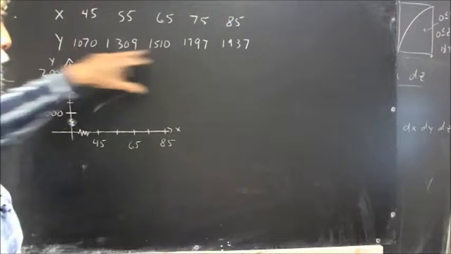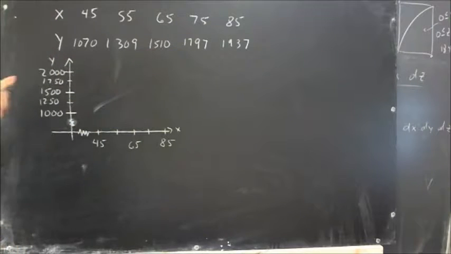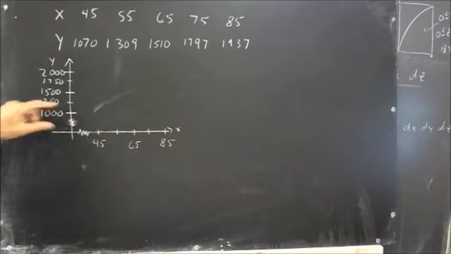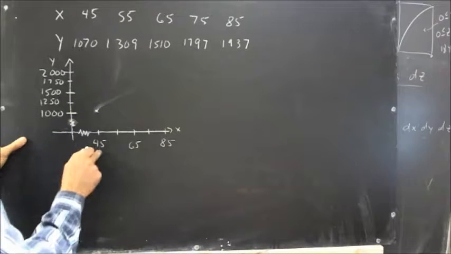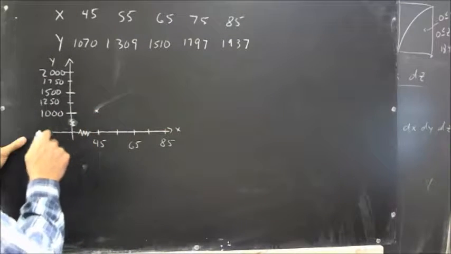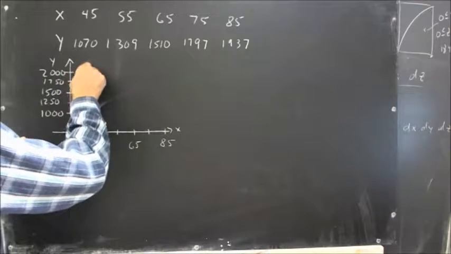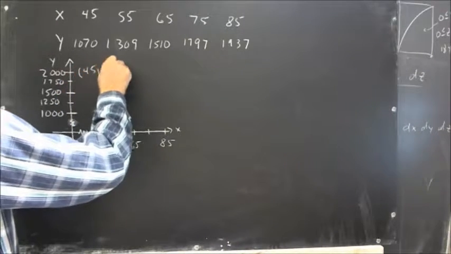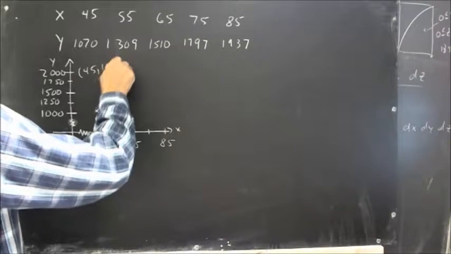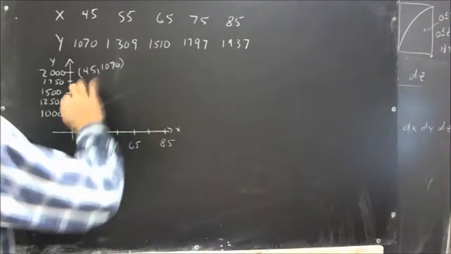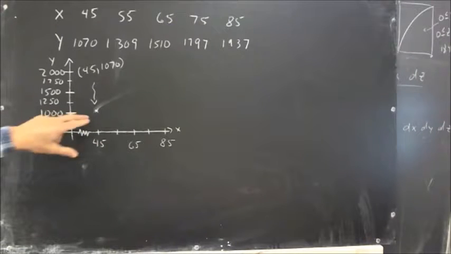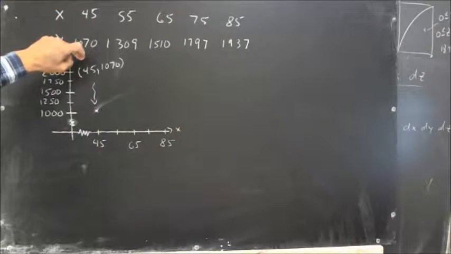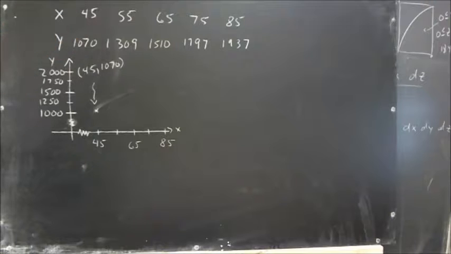And then we estimate where these values go. 1070 is much closer to 1,000 than 1,250, but it is a little more than 1,000, so that goes with 45. So here's our point, 45, 1,070. I'm not going to label every point, but just to orient you to what we're doing here. There's the point that corresponds to our first pair of data points, our first pair of data coordinates.